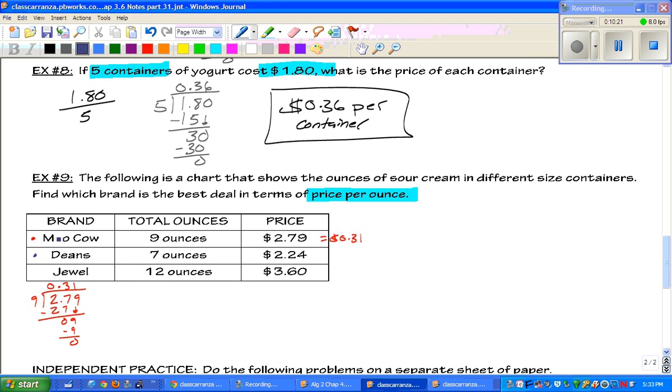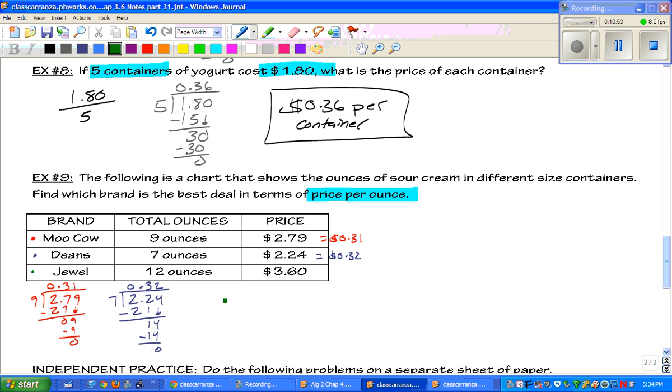Let's do the Deans. It's 224, and you're dividing that by 7. 7 does not go into 2, but goes into 22 3 times. Bring down the 4, and it goes into 14 twice. So the Deans is 32 cents. So far, the moo cow is the best price.